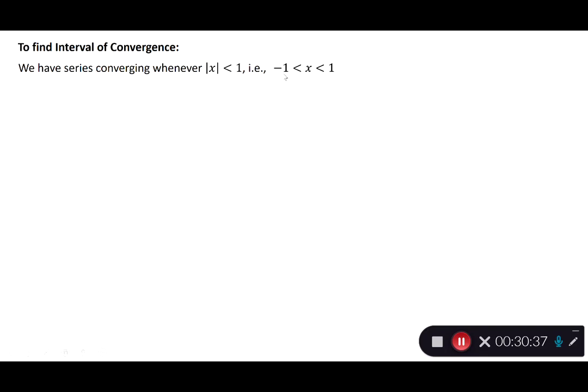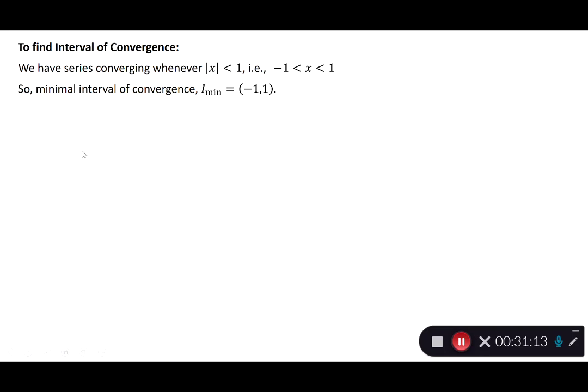So the interval of convergence is guaranteed to be -1 to 1. That interval, open interval -1 to 1, is guaranteed to be the interval of convergence. So the minimal interval of convergence, that's what I call it. Minimal interval of convergence is the open interval -1 to 1. But how come I'm not saying interval of convergence? What's up with this minimal interval of convergence?